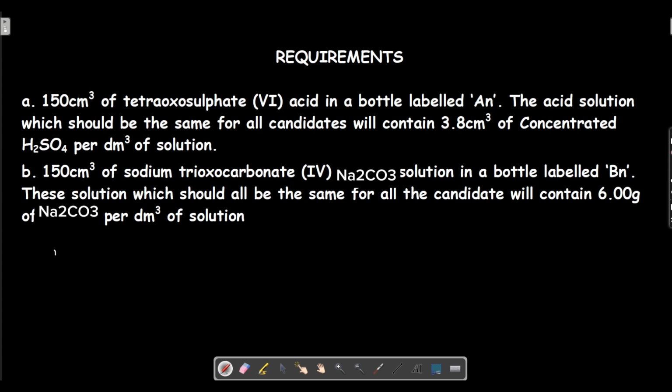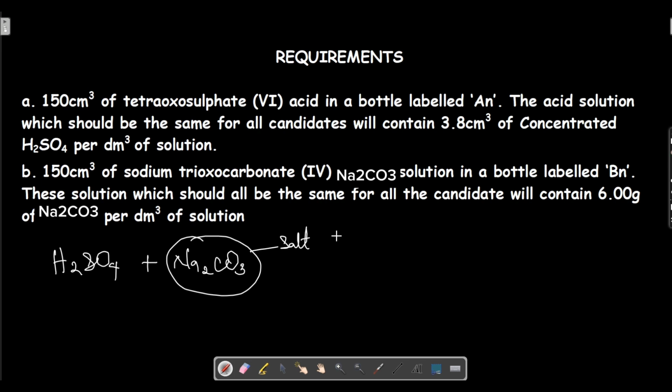dm³. So now, this titration is between tetraoxosulphate 6 acid and sodium carbonate, which is sodium trioxocarbonate 4. It's kind of an acid-base titration, but take note, sodium carbonate is a salt, or precisely we say it is a basic salt. It's a salt, but it has some basic properties. This is because it is formed from the neutralization of a strong base, which is sodium hydroxide, and a weak acid, which is carbonic acid.